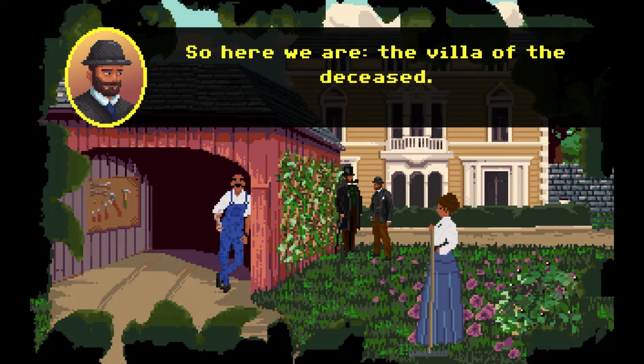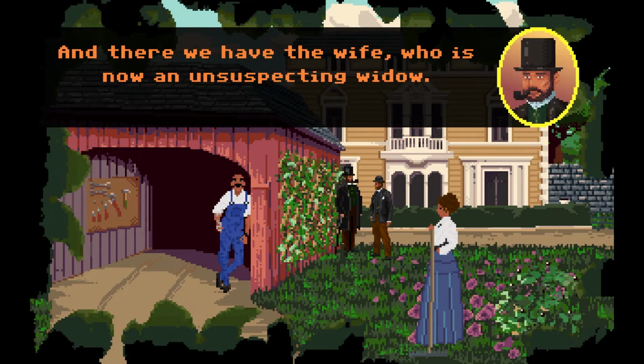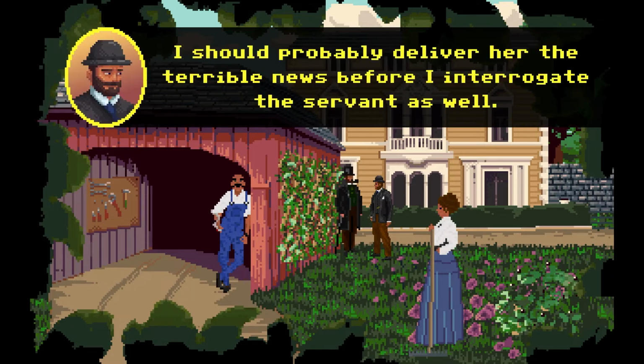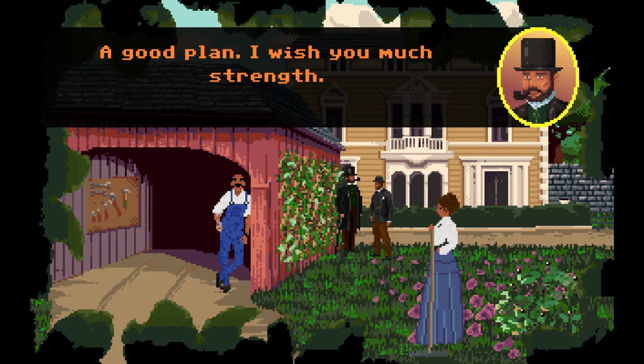Die Villa des Toten. Und dort haben wir die Ehefrau, die nun Witwe ist und noch nichts Böses ahnt. Ah, ich sollte ihr wohl die schreckliche Nachricht überbringen, bevor ich auch den Angestellten verhöre. Ein guter Plan. Ich wünsche Ihnen viel Kraft.